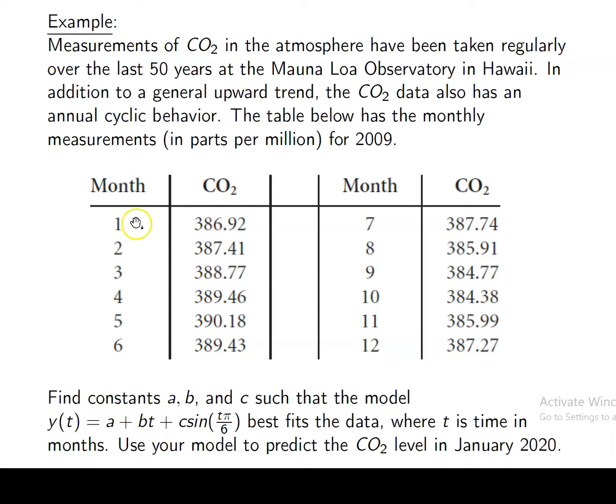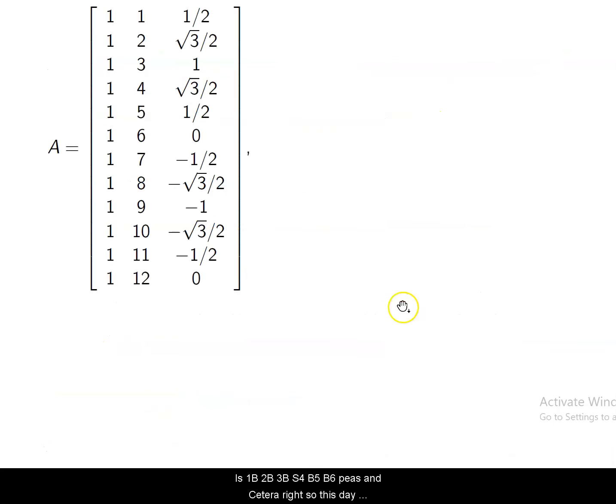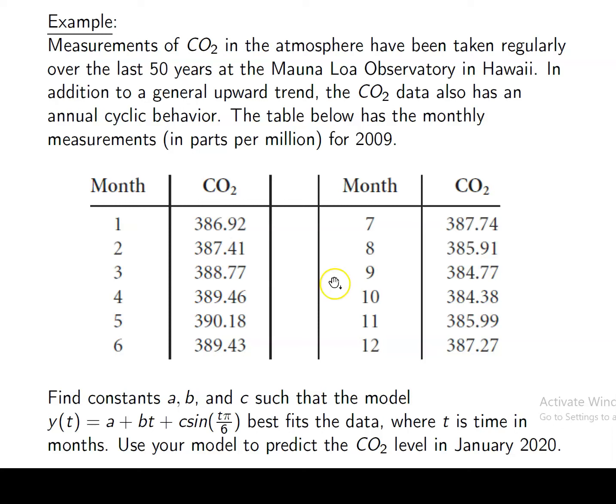However, B, there's one B, two Bs, three Bs, four Bs, five Bs, six Bs, etc. So this stays as one because it's always just one A. Here there's one B, two B, three B, four B, etc. And then here we're getting this from this portion for the C's, right?